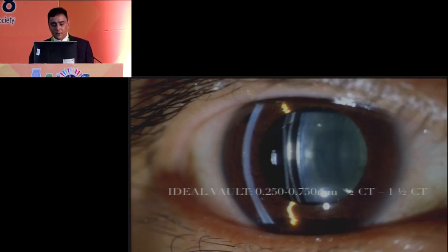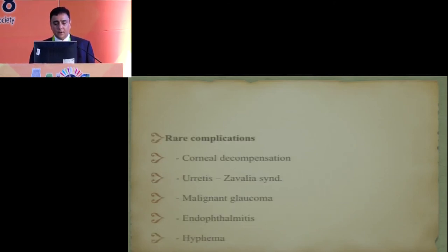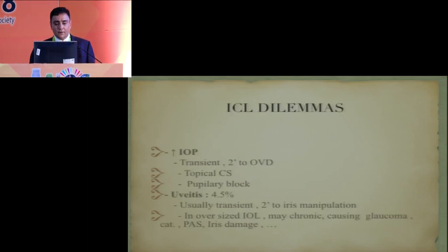is the most important thing, either with an electronic caliper, or even getting it from the UBM as well as from the OPD-Scan. Complications are halos, glare, pupil ovalization, iris retraction and atrophy. Rare complications are corneal decompensation, Hewitt-Zavalia syndrome, malignant glaucoma, and hyphema.